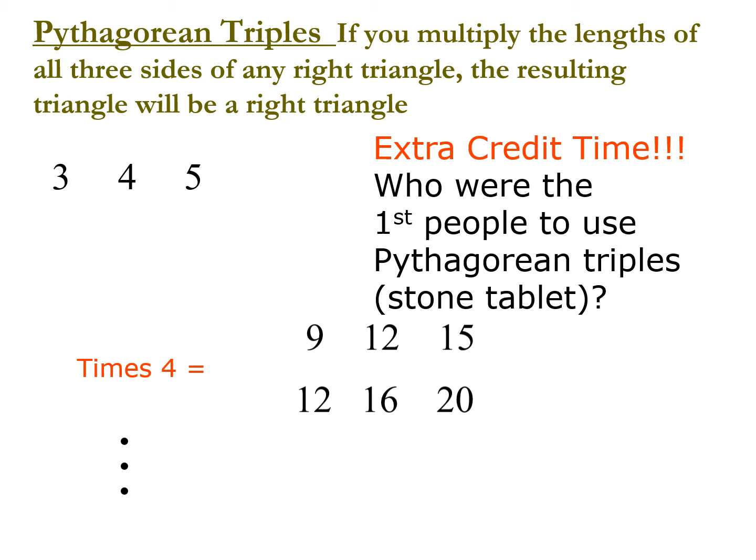I want you to look up for extra credit, okay, turn it in with your Google Classroom. Just send it to me and remind. Anytime you want to send me something special, send it to me and remind. Who were the first people to use Pythagorean triples? It was a set of these triple numbers found on a stone tablet. Not paper, stone. They carved it into stone.